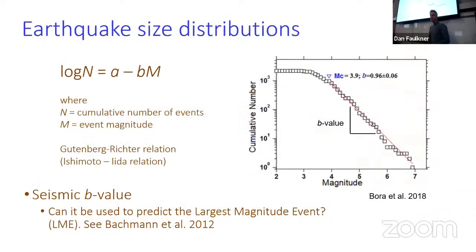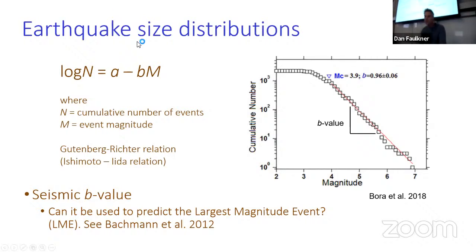Okay, so how do we get an idea of the rate of seismicity, the number of earthquakes, and also how big they are as well? One way to try to get to grips with this is to look at something called the b-value, which is related to earthquake size distribution.